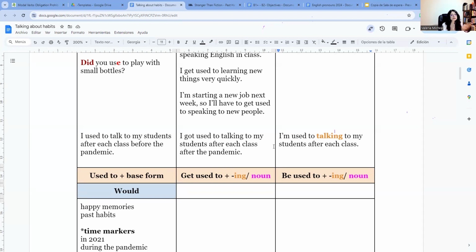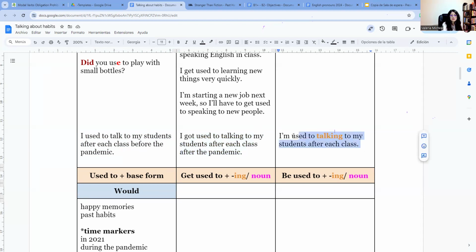So now you can see the difference between all of this. This is a past habit. It's over. It's not connected to the present. It's not my habit anymore. It used to happen. It doesn't happen anymore. But if I say I got used to talking to my students, it may be a new habit for me. It's something that I had to learn how to do. And I probably have it right now.